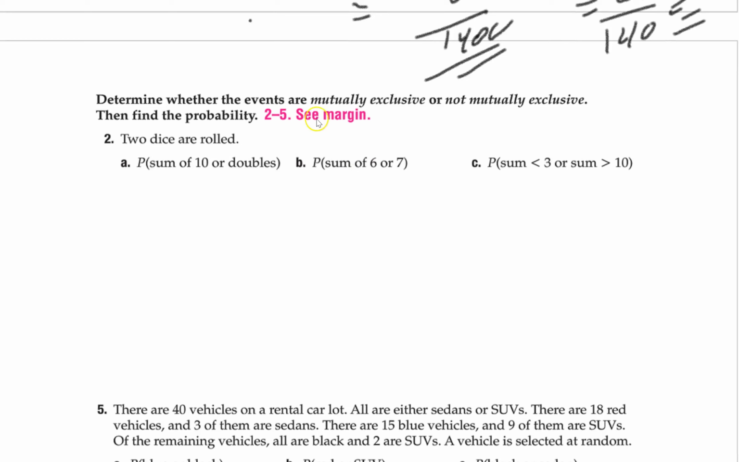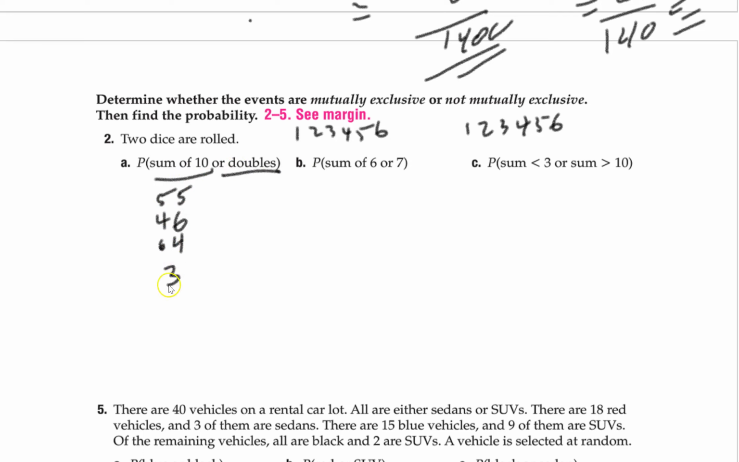Determine whether the events are mutually exclusive or not, then find the probability. So 2 dice are rolled. Sum of 10 or doubles. So let's think about how you get a sum of 10. If we're rolling dice, remember, dice are 1, 2, 3, 4, 5, 6, and we're going to roll 2 of them. So let me write it again so we have something to work with. I could get a 10 by doing 5 and 5. I could do a 10 by doing 4 and 6. I could also do 6 and 4. And I believe that's it. Those are the only ways I could get 10.